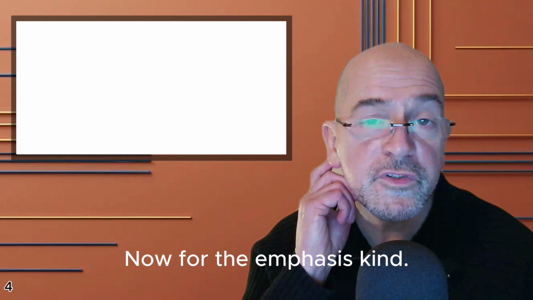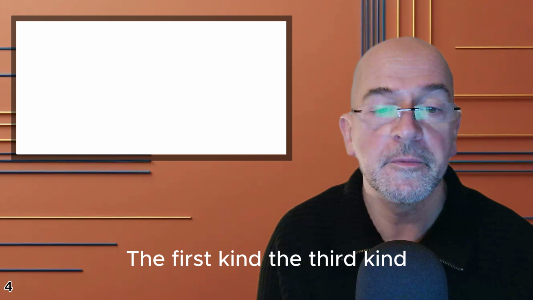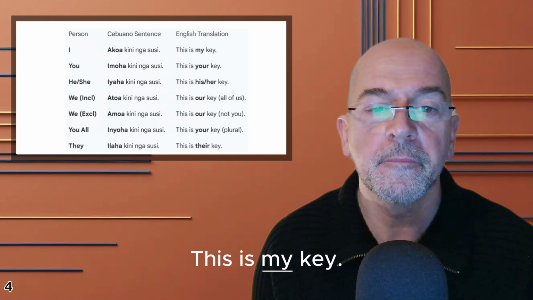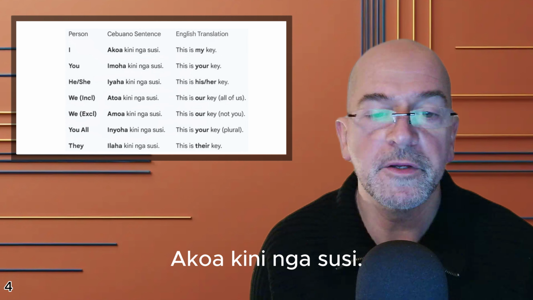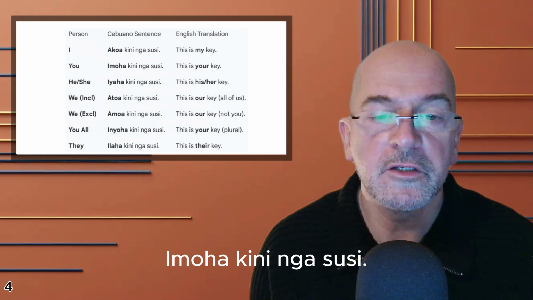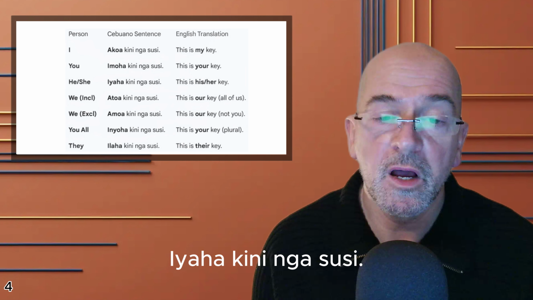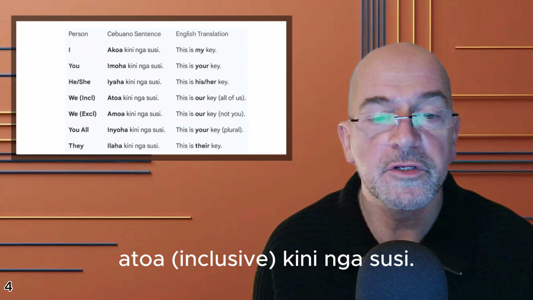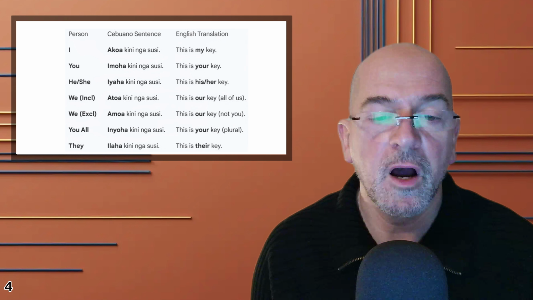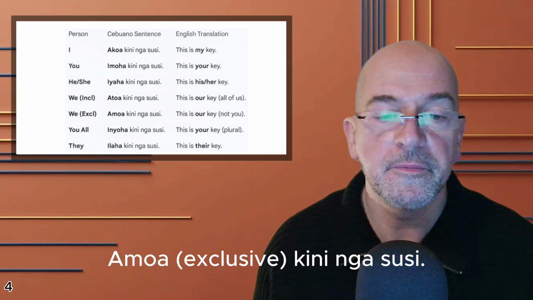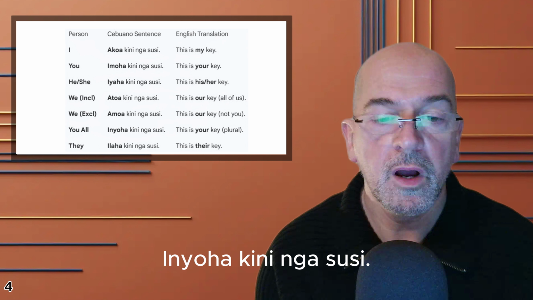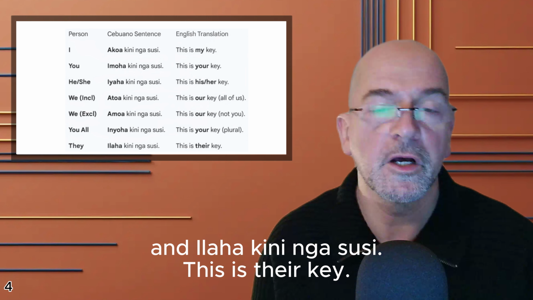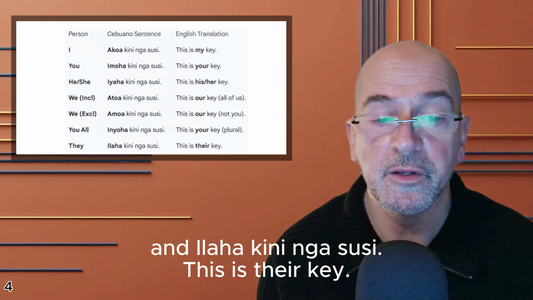Now for the emphasis kind, the third kind, we have "Akoa kini na susi." This is my key. "Imoha kini na susi." "Iyaha kini na susi." "Atoa," inclusive, "kini na susi." "Amoa," exclusive, "kini na susi." "Inyoha kini na susi." This is your key. And "Ilaha kini na susi." This is their key.